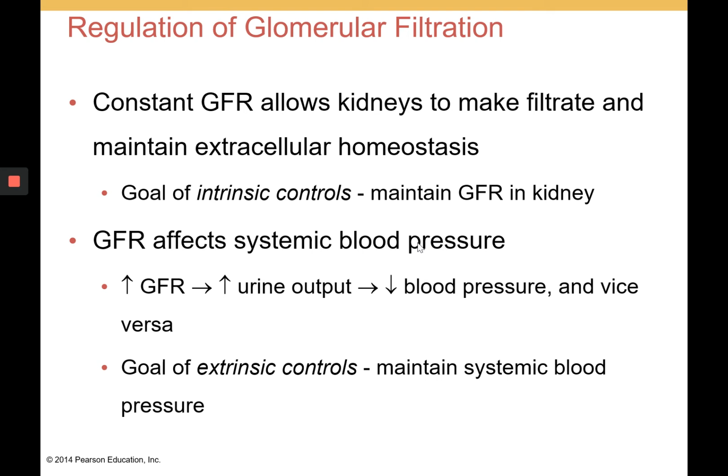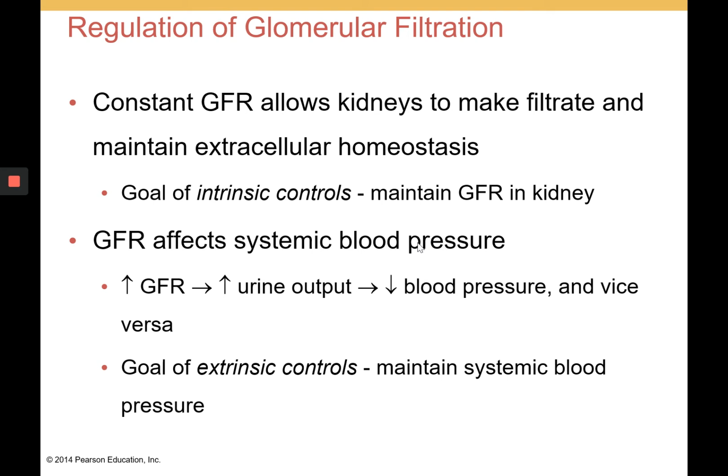We really want a constant GFR. It allows the kidneys to make filtrate. It allows stuff to move through the tubular system at a good rate so that we can reclaim what we want. It isn't moving too fast, so we don't miss reclaiming stuff to the blood. And so there are intrinsic controls which really maintain GFR for the kidneys, making sure that the rate of filtrate formation stays about the same.